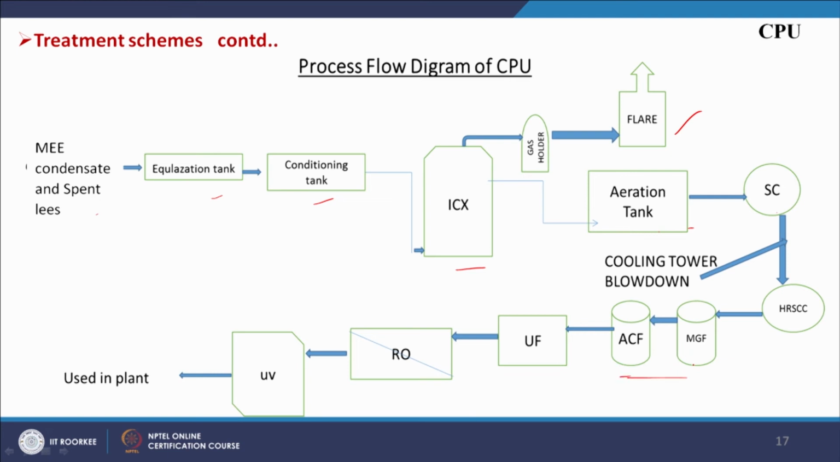So, these are the filters and then back to bed filters, then it is coming to UF and RO, which is ultimately passing through UV for disinfection and used in the plant for dilution of the molasses and other activities. And as I mentioned, cooling tower blow down is entering here, escaping this primary and secondary step, directly entering into the HRSCC unit, and then going for tertiary treatment.